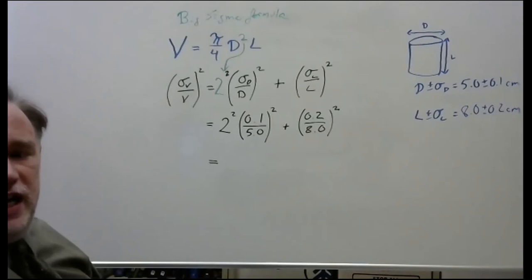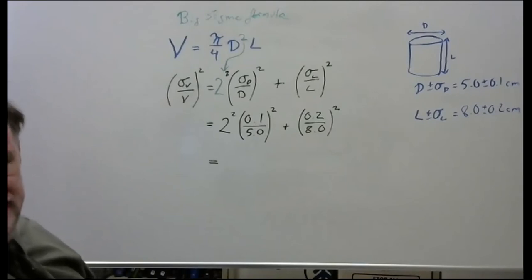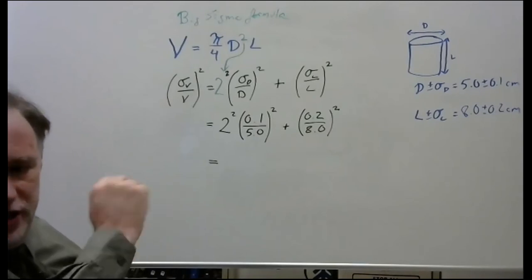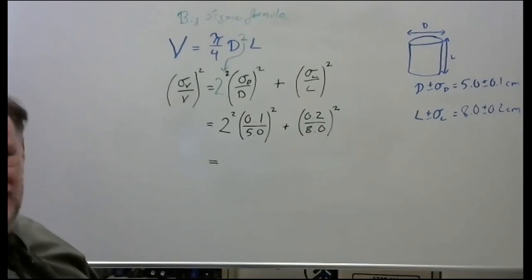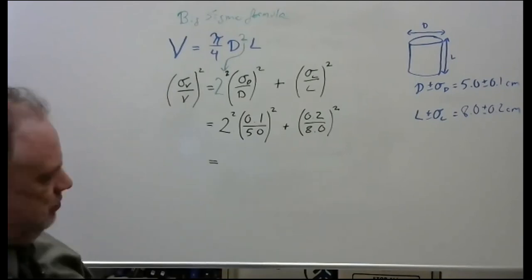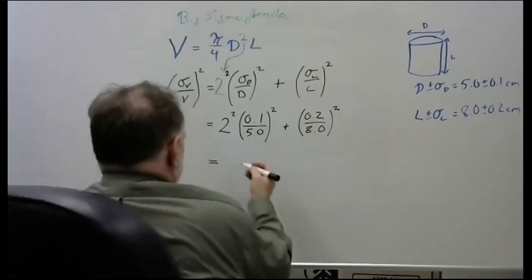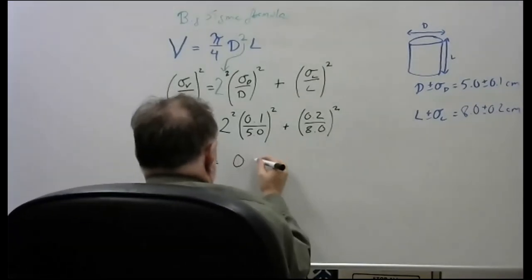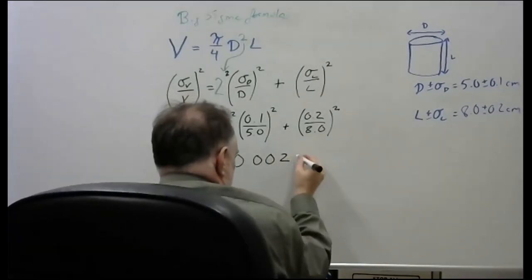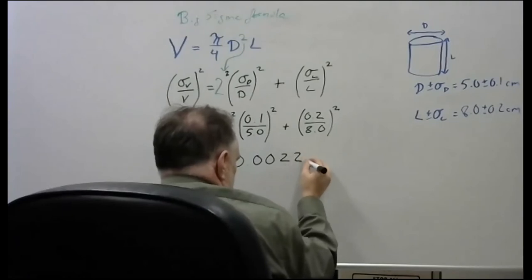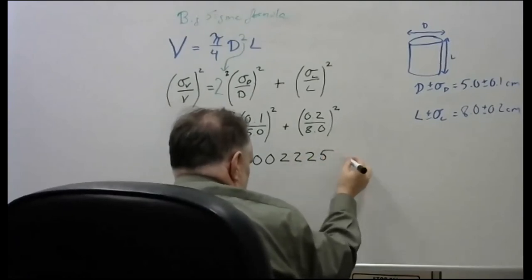And by the way, you cannot add the terms and then square it. You have to square the terms and then add together. We got 0.00222, 2225.